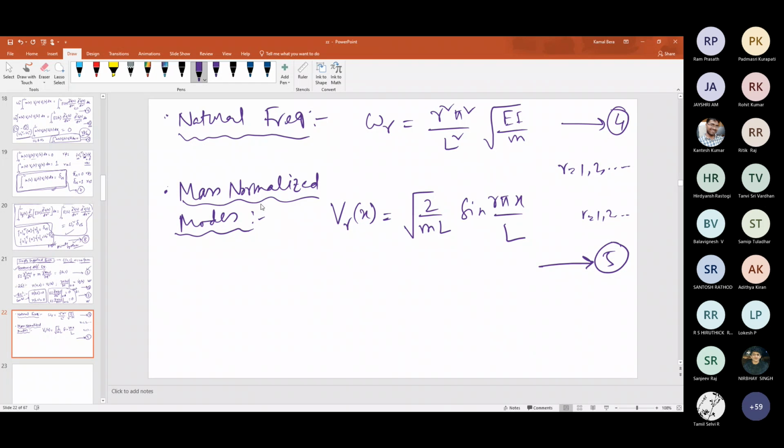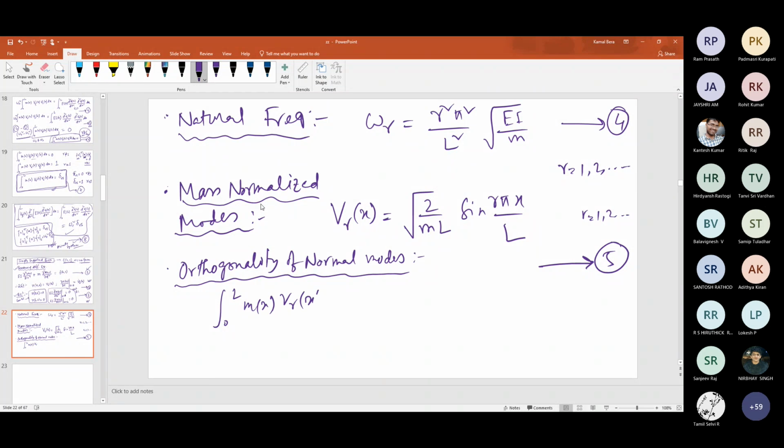Okay. Just discussed or not? Just discussed, right? Orthogonality of normal modes. What is that? Integral 0 to L, that is very straightforward. V_r(x), V_s(x), dx, delta is Kronecker delta. And integral of 0 to L, there are two expressions there. V_r(x), EI, or V_s(x), whatever. V_s(x) we have written now.